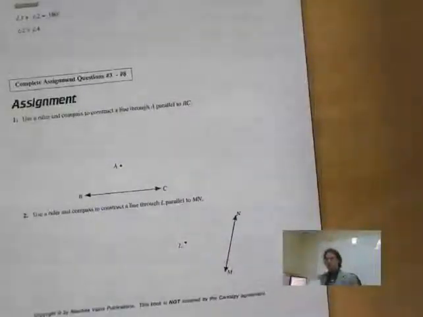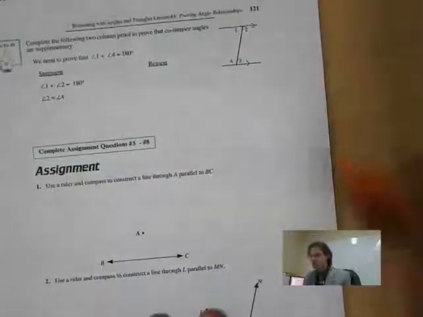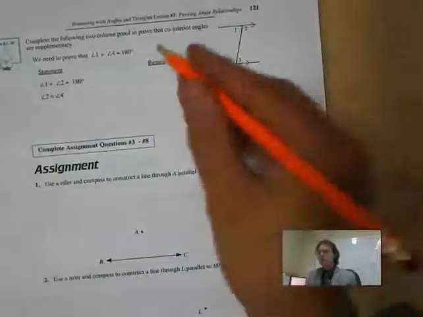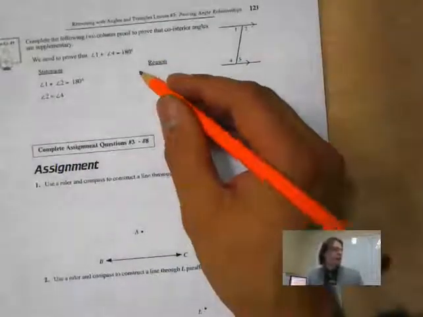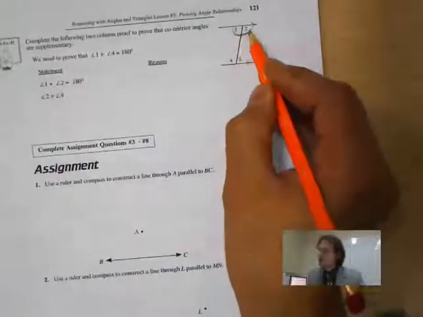Now, here we go. Example 2. We want to prove that angle 1 plus angle 2 is equal to 180. If I look at angle 1 and angle 2, that equals 180 because they are supplementary. And also, it is a straight angle. Why are these supplementary? Because this is a straight line. Okay, so it's a straight angle.